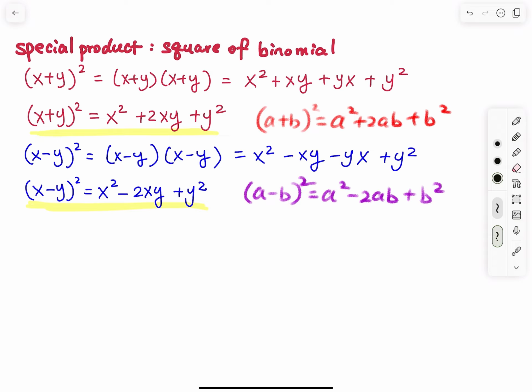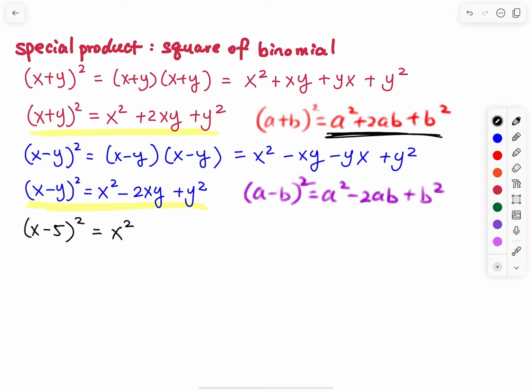So let's say I have (x - 5) squared. Okay, start using a pen. (x - 5) squared. So that is a square, right? So which is x squared, and then plus 2ab. I'm looking at here right now. A squared plus 2ab. So that is plus 2 times a times b, and then plus b squared.